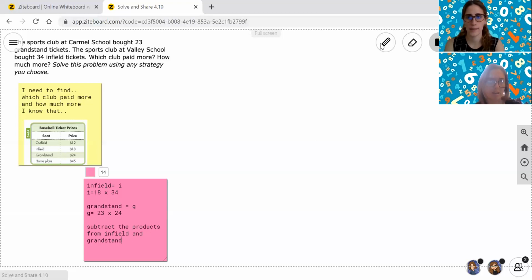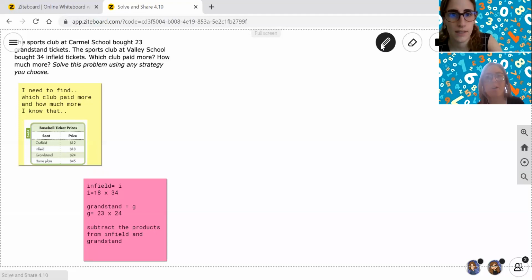Okay, so let's set up the first equation. 18 times 34. Can I set it up the other way when I stack it, 34 times 18 on the bottom? Sure. It doesn't matter, because the commutative property of multiplication tells me I can order either way and get the same answer.